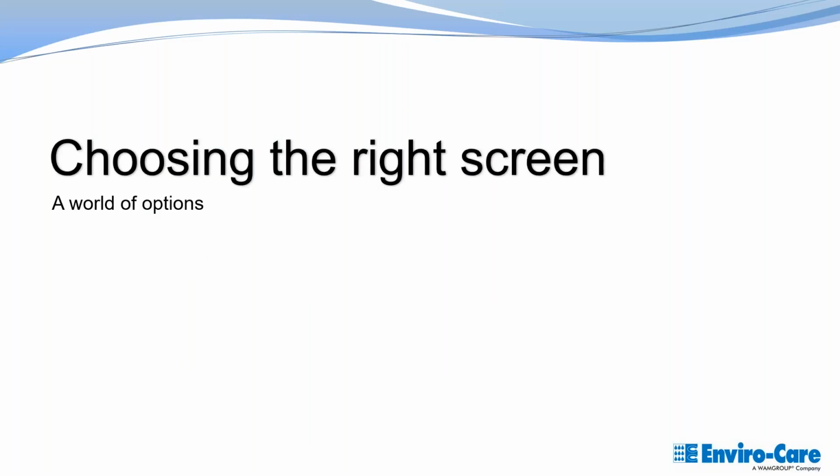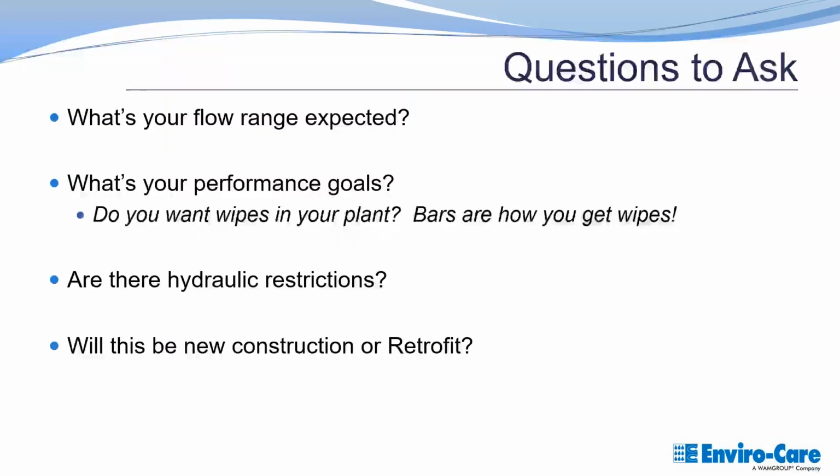Now, choosing the right screen can be difficult. There's a lot of options out there, but one of the benefits is, we've got some questions we can ask to help narrow it down. The first is, what's your flow range expected? If you have a relatively low flow range where you're looking at, say, less than 3 MGD peak flow and, half an MGD, 1 MGD average flow, there's a lot of screen options out there, but chances are you'll be looking at a screw screen or in-channel drum screen or something like that.